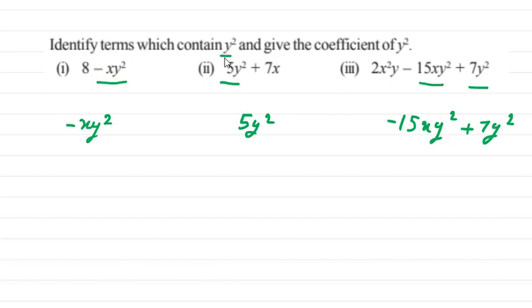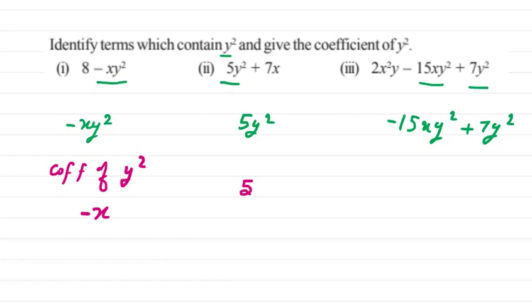Now you have to write the coefficient of these. So what will be the coefficient in this other than y square? You will take that, so that is minus x. Okay, so the coefficient of xy square will be minus x, and here the coefficient of y square will be 5.